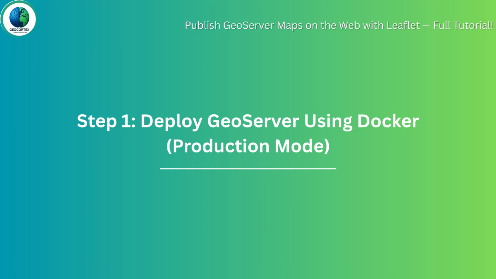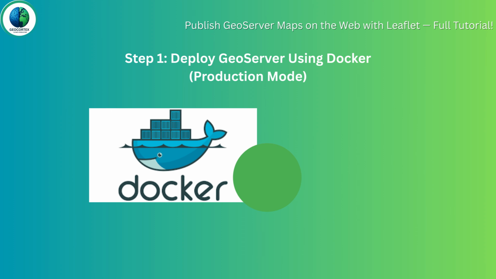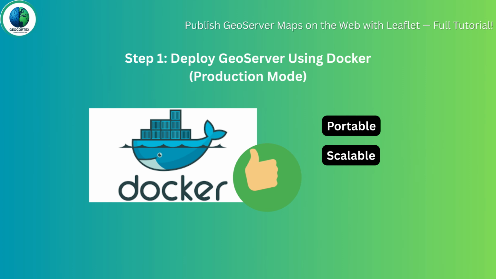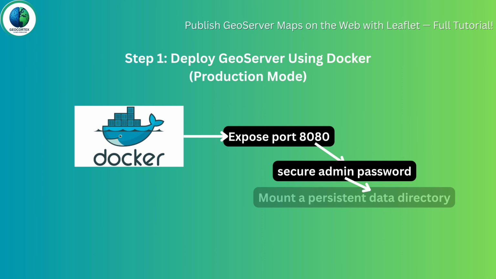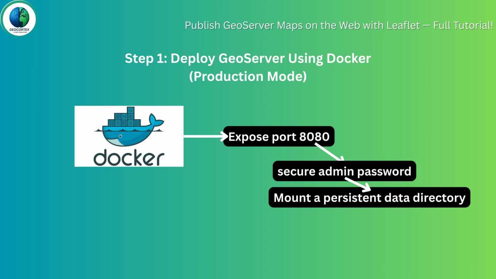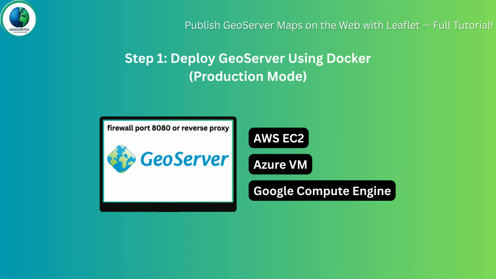Step 1. Deploy GeoServer using Docker, production mode. Instead of manually installing GeoServer, we use Docker. Why? Because Docker makes your setup portable, scalable, cloud-friendly. We run the official GeoServer image, expose port 8080, set a secure admin password, mount a persistent data directory. Key production features: strong password, persistent storage, open cloud firewall port 8080 or use a reverse proxy. Now your GeoServer is running on AWS EC2, Azure VM, or Google Compute Engine. Your WebGIS backend is live.